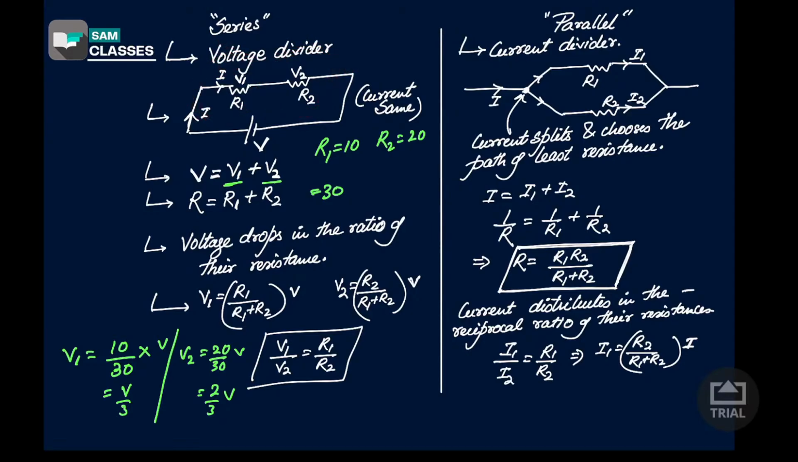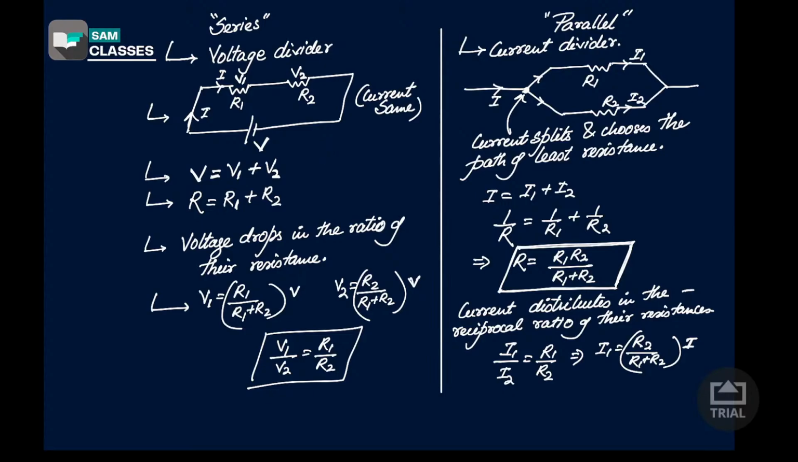Clear? In case of series, current is the same. So V is equal to IR. So here V will be directly proportional to R. More resistance, more voltage drop. Clear? Everybody, yes or no? Yes, no in the chat section. Come on, Karthika, did you get it? Soham, yes.